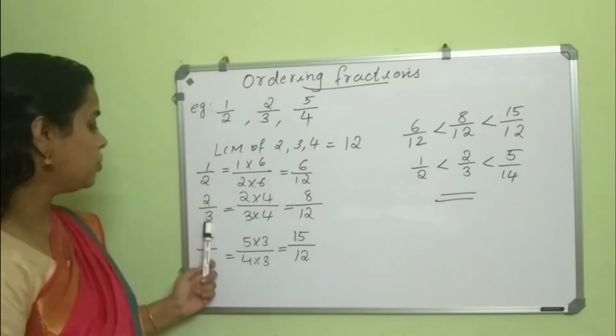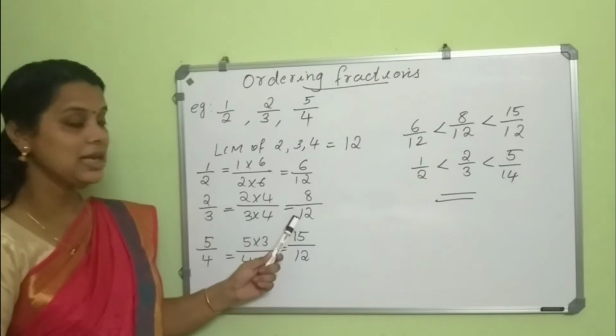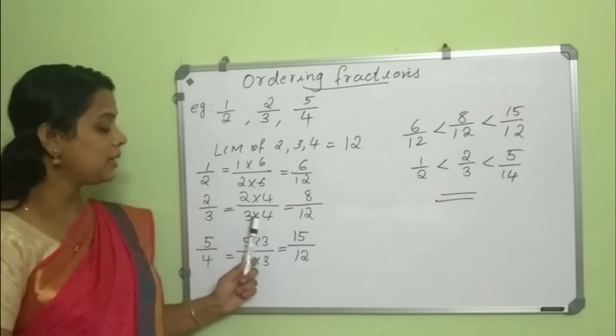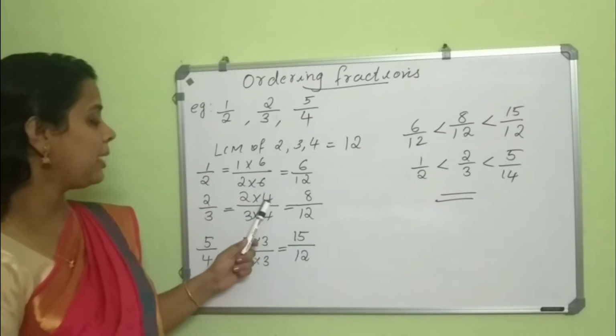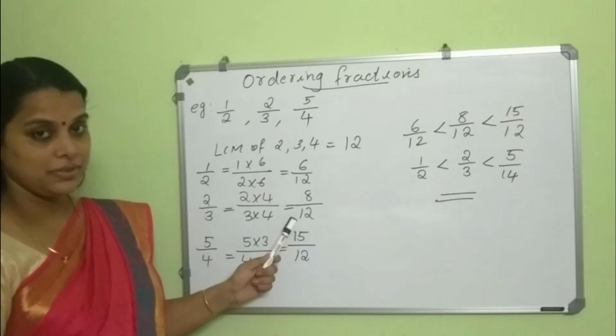Same way, 2 by 3. We need to change this 3 as LCM, 12. How to get 12? 3 multiplied by 4 we will get 12. But the same 4 we need to multiply it by numerator also. So we will get 8 by 12.